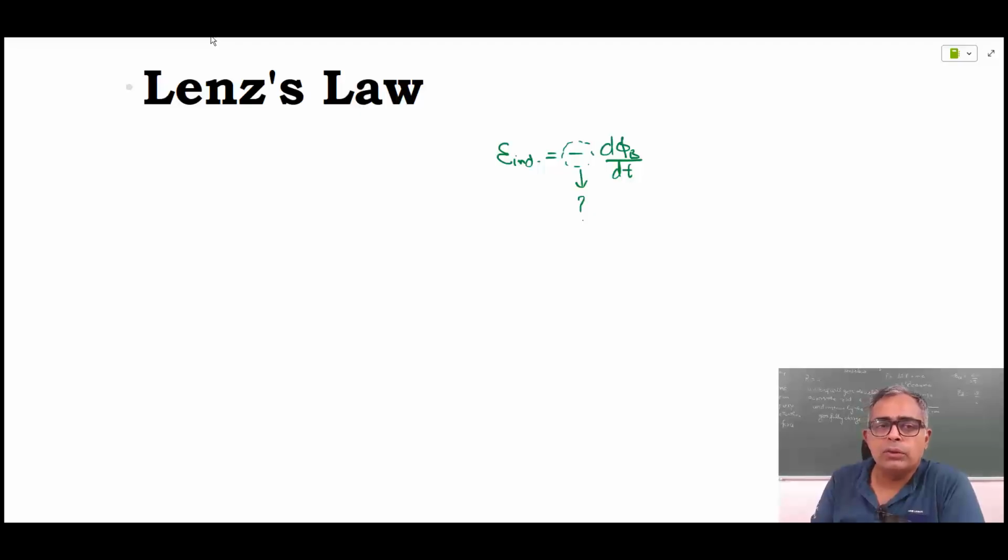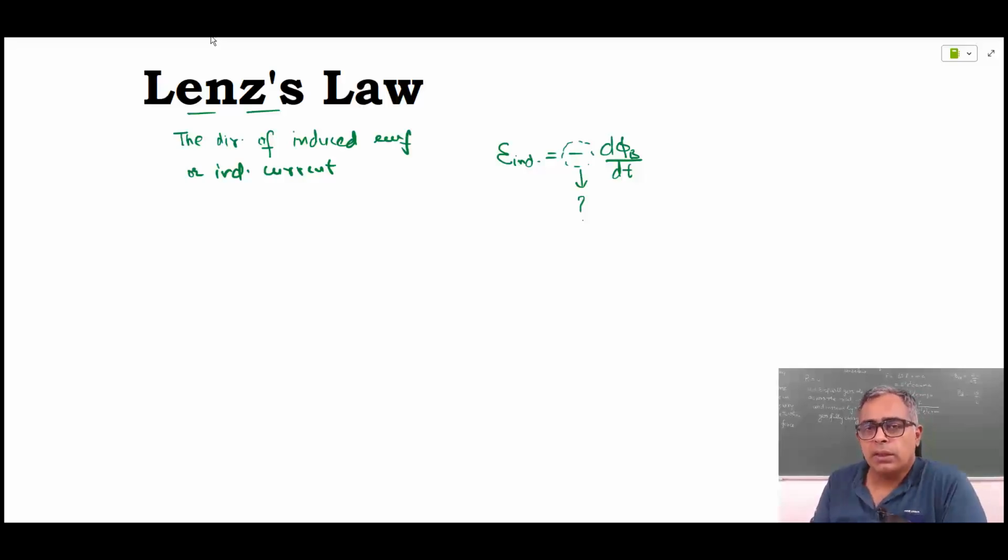Now here it comes. We can describe the meaning of this negative sign using Lenz law. Now what does the Lenz law say? The Lenz law says that the direction of induced EMF or induced current... whenever you change the magnetic flux associated with the circuit, that will result in an induction of EMF and current. But the question was, what will be the direction of the current? So here we are determining that direction of current.